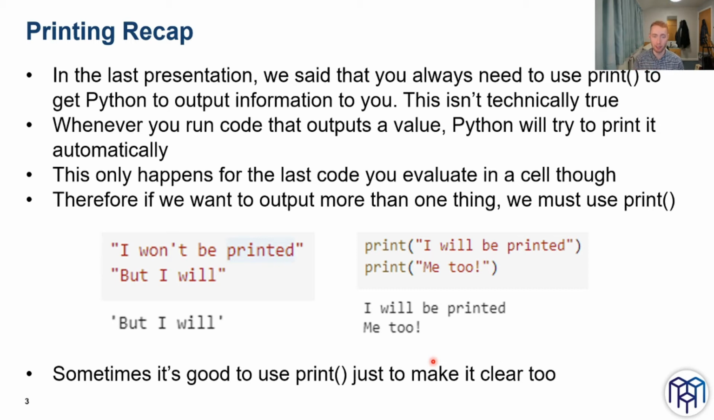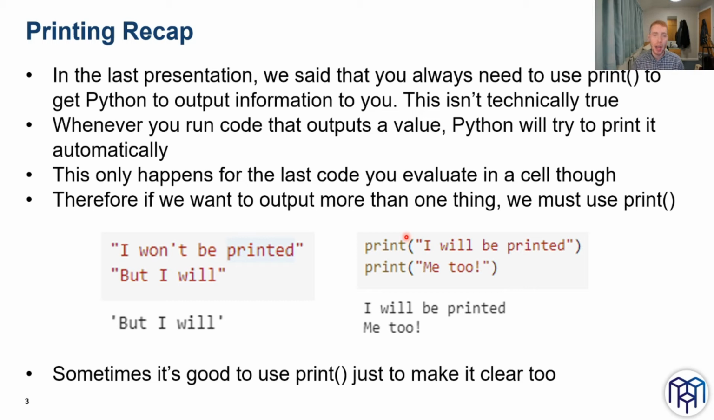So for example, if we had a cell with two strings, two bits of text data, "I won't be printed" and "I will", and we ran this, the last bit of code outputs that text. That's the final thing we get to, and so that gets outputted below the cell. But the first thing will not, because we only output the last thing by default. If we want both of these to be printed, then we have to explicitly use print to say, I want to print these things.